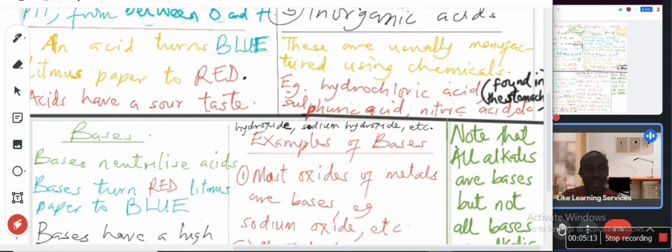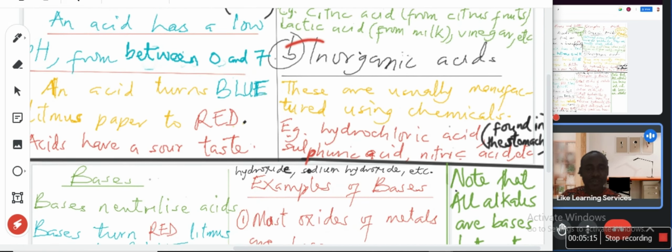Then we have inorganic acids. Those are manufactured, and some of them are usually strong acids. Examples are hydrochloric acid. You find hydrochloric acid in the stomach. I will talk to you about that. Sometimes we say someone has high stomach acid, and so he will need to use an antacid, which is a base. We'll talk about that. Then of course there is sulfuric acid, there is nitric acid.